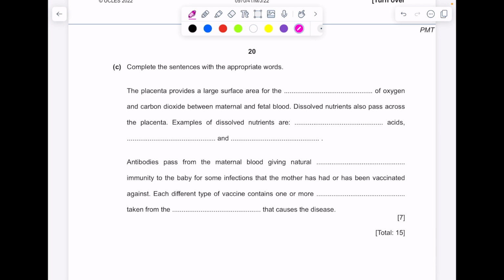Complete the sentences with the appropriate words. The placenta provides a large surface area for the something of oxygen and CO2 between maternal and fetal blood. So how does that oxygen and carbon dioxide move? By diffusion from an area of high concentration to low concentration. Dissolved nutrients also pass across the placenta. Examples of dissolved nutrients are, so what have we eaten and broken down using proteases? Amino acids, glucose that comes from starch, fatty acids, glycerol.